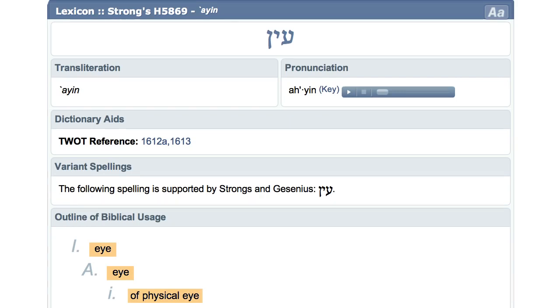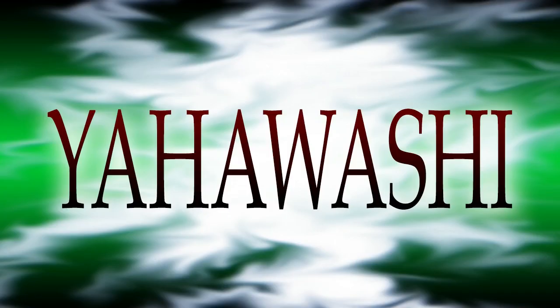So, that brings me to the last name that we have to cover. The name of the only begotten Son of the Most High, whose name is Yahawashai.